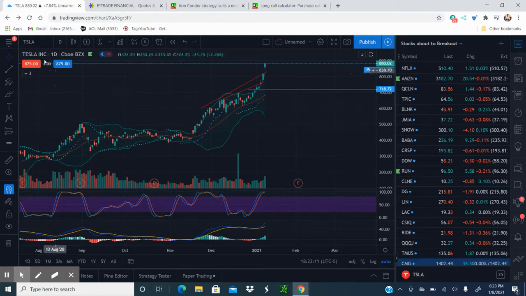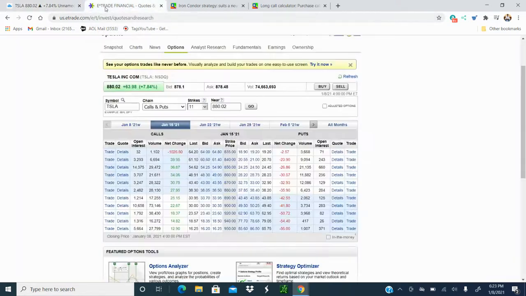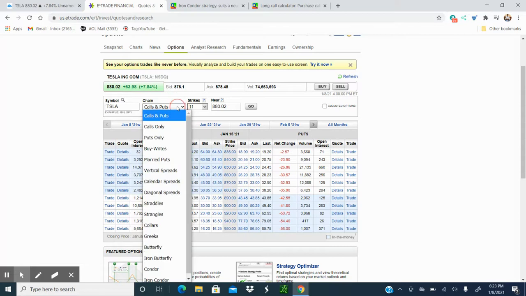So we're going to use Tesla as an example of how to do a max debit spread. A max debit spread is where you buy an option and you sell an option. The reason I like max debit spreads is that if you've done options trading before, you've been eaten by theta. Theta is an options Greek.